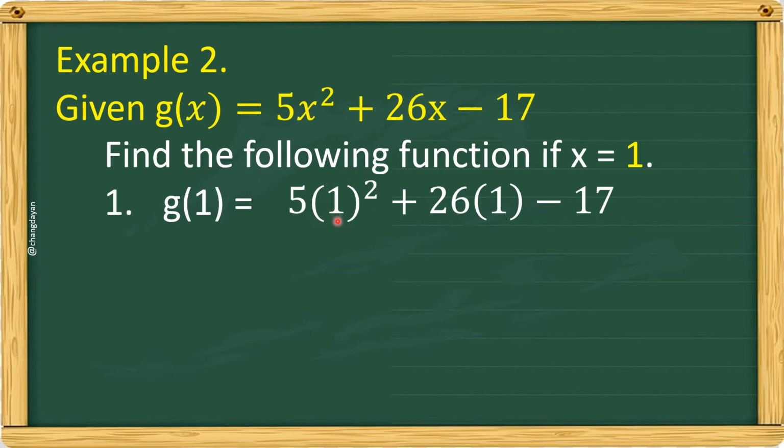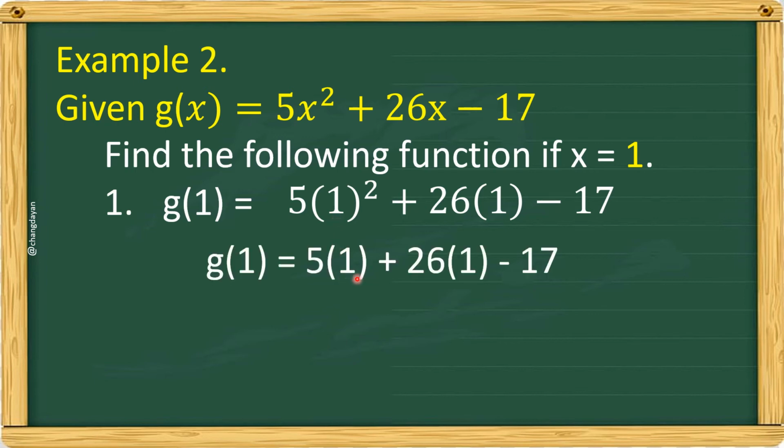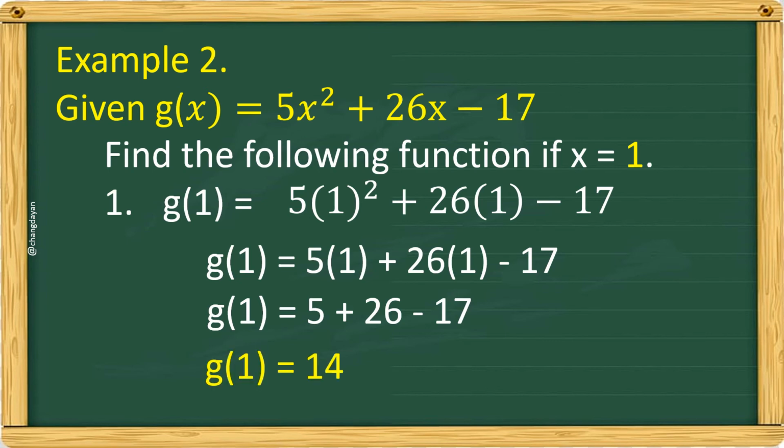So, 1 multiplied to itself is equal to 1. That's why we have here 1. Just copy. 26 times 1 minus 17. Simplifying this one, we have 5 times 1 is 5. 26 times 1 is 26 minus 17. Let us add. 5 plus 26 is 31. Minus 17 is 14.